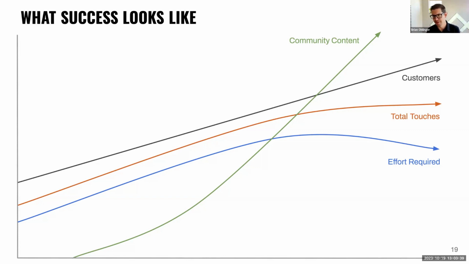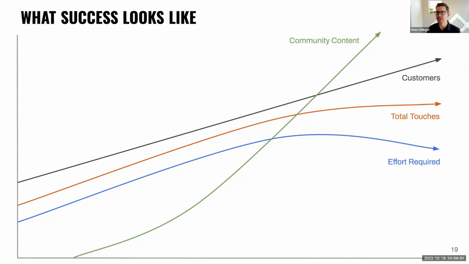Now, does your business really look like this? Is it always this clean and perfect? Of course not. But conceptually, this is what we're trying to do, right? We're scaling as a business. We know that we can't keep up with it at the same rate that we always have. So one of the things we're going to do is we're going to launch this community. We're going to scale the community content, which is in green here, right?